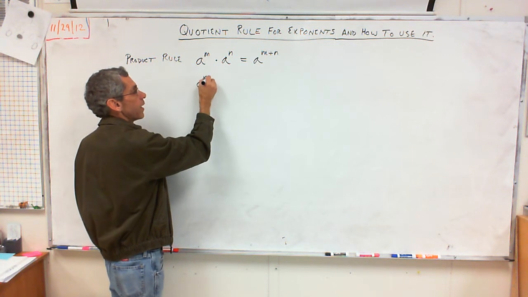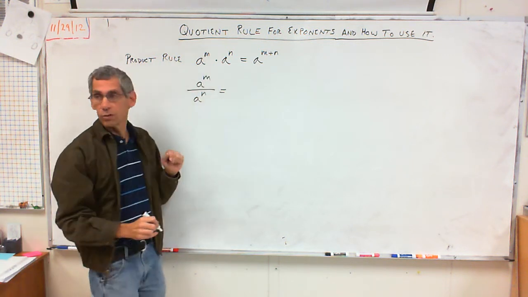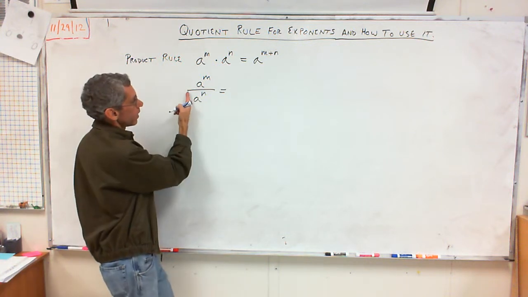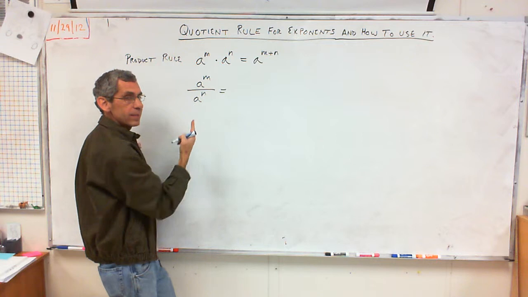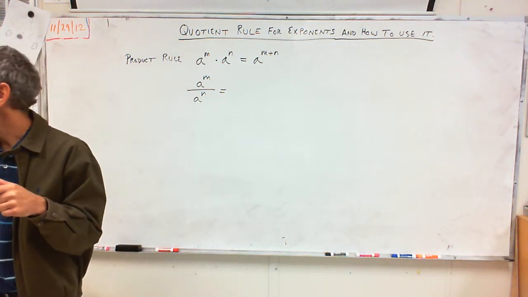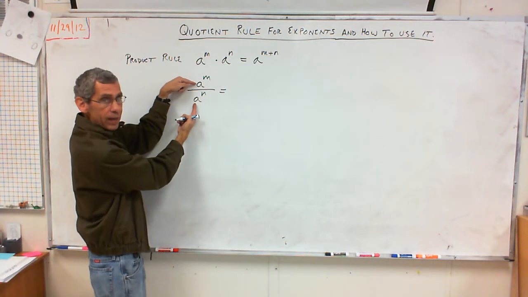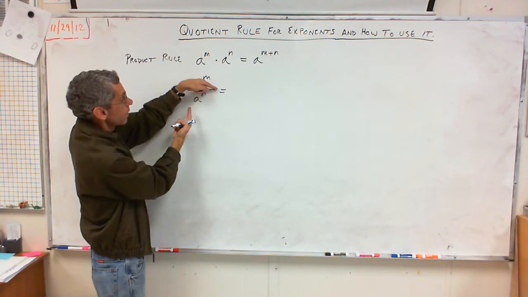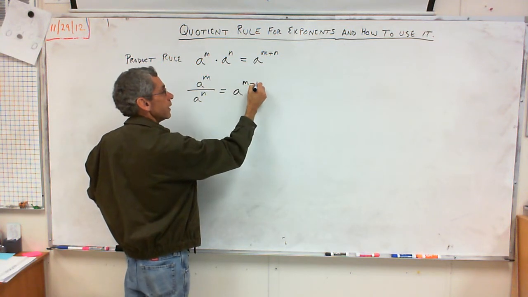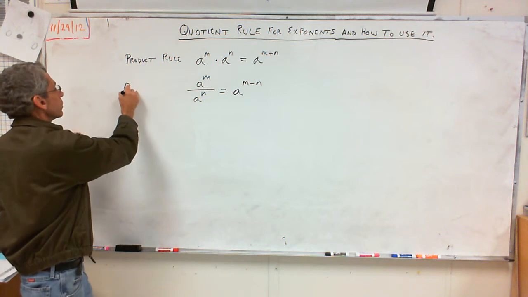a to the m over a to the n is equal to a to the m minus n. So see that line there, the division line? I think of it in my brain as a gigantic minus sign. So I think, oh, they're the same base, a and a, so I go a to the m minus n. So that's called your quotient rule.